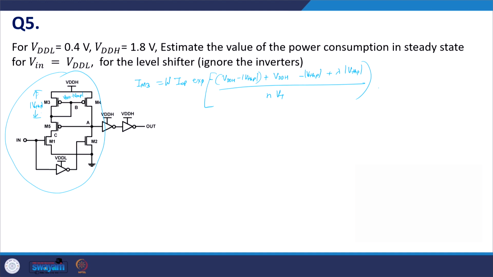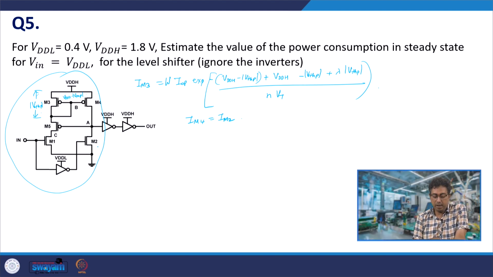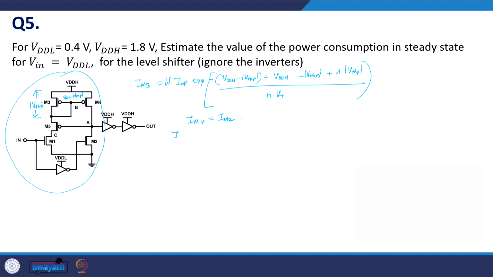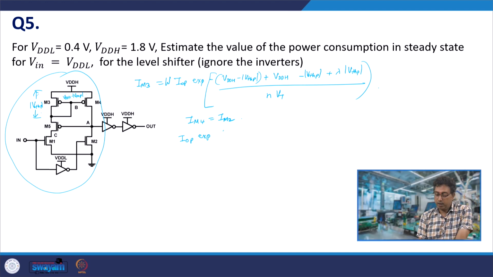So, first we need to equate the currents of IM4 and IM2. IM4 equal to... its VGS is the same as IM3 for IM4. So, with that we estimate the value of VA. So, how much is that? For IM4 we assume it to have the same width as IM3, M4 and M3 widths are same. So, the current would be IOP exponential. Now, VGS minus VTH is 0 as for M3, as we have seen for M3.